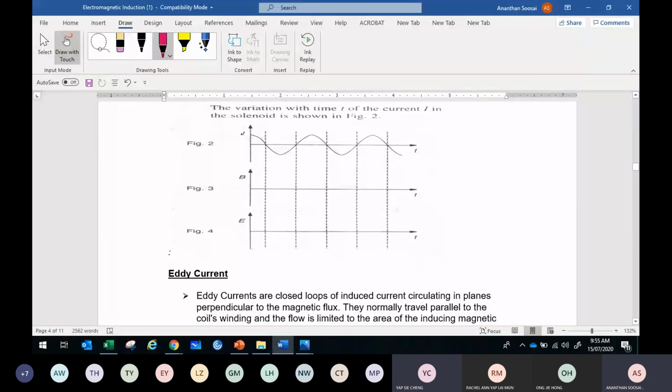Now this I is like this. How will the B and E graphs look like? The magnetic field strength and the EMF graph? I is negative cos. So B is what? So B also going to be cos. Okay. E is what?